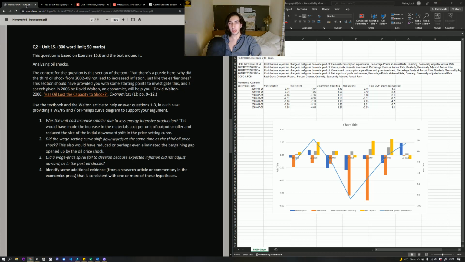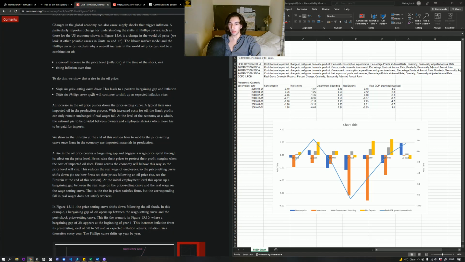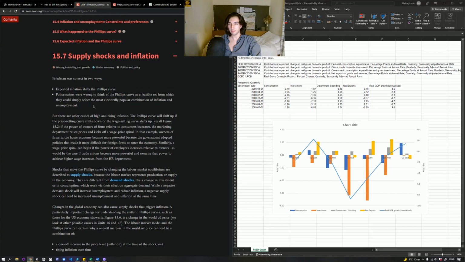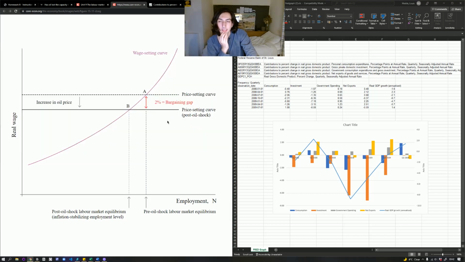I think it is possible that it shifted down, but the coincidental nature of it, because for the wage setting curve to shift down, let's look back here. What pushes the wage setting curve down? Oh no, I'm going to do a quick bit of research. I have an idea. So it could be that the wage setting curve shifted down because the inflation increased in the economy all at once.